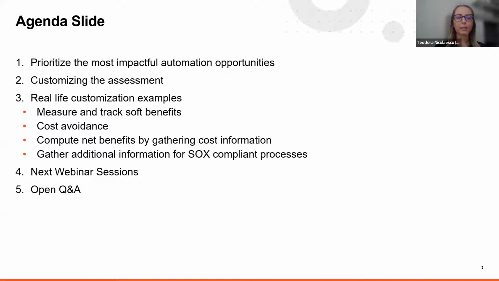So basically we want to see together how you can apply the customization settings and options on real life scenarios, such as measuring and tracking soft benefits. Then we'll discuss the cost avoidance scenario and how you can include that in the benefits expressed in currency. The third scenario will be about computing the net benefits after you gathered some cost information in the detailed assessment. And last but not least, there will be a scenario related to processes that are SOX compliant, and we'll see together how you can gather some additional information even before going into the implementation phase. And then a short recap of the next webinar series, and of course the open Q&A session.